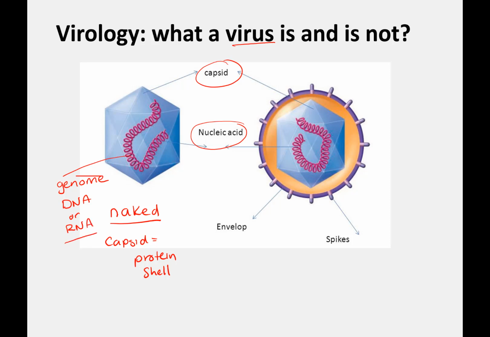And we'll talk in a little bit. It can be double-stranded or single-stranded. It can have multiple pieces or single pieces, circular or linear. So a basic virus, all viruses, are made up of a capsid, protein shell, and genetic information.